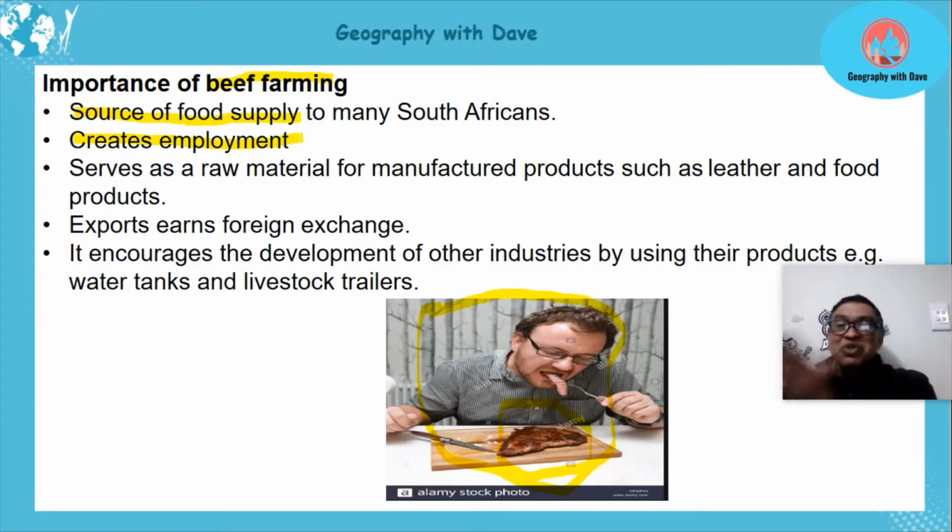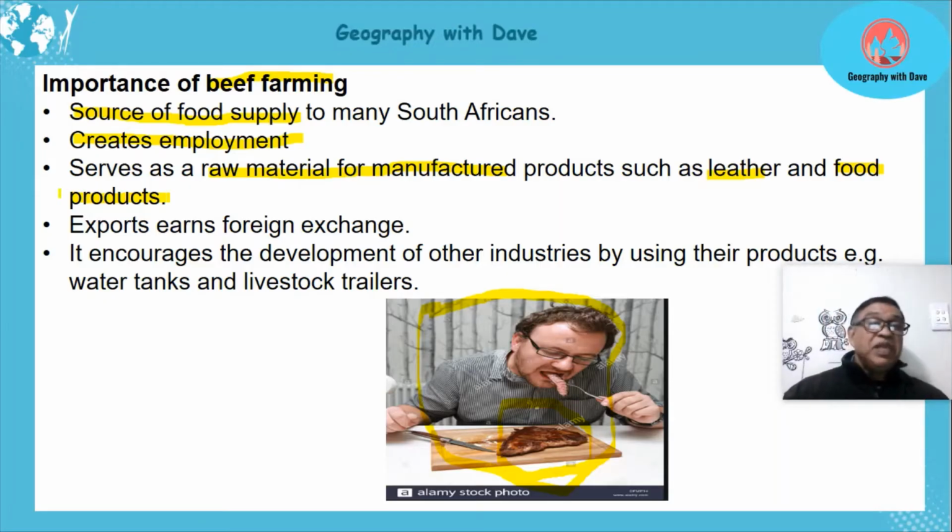Then we have restaurants in the tertiary sector, where it's creating employment also. So it has a direct effect there on the farms and an indirect one. It supplies employment or creates employment, and serves as raw material for manufactured products. Important, such as leather and food products, like sausage rolls and whatever. Woof, I'm really getting hungry now. So it serves as that.